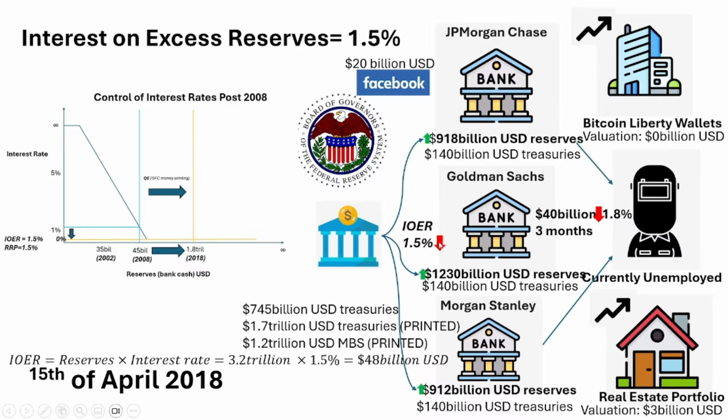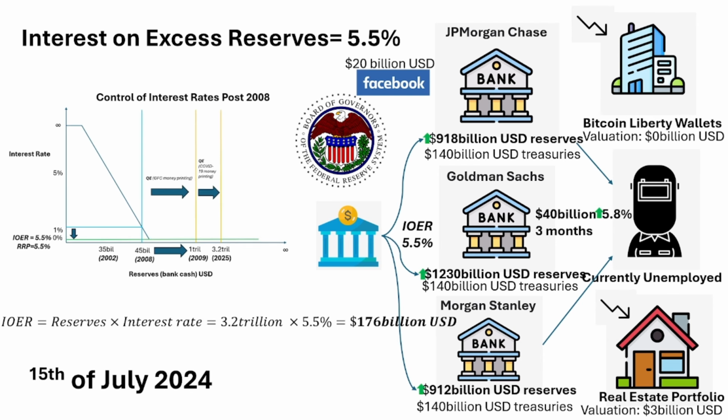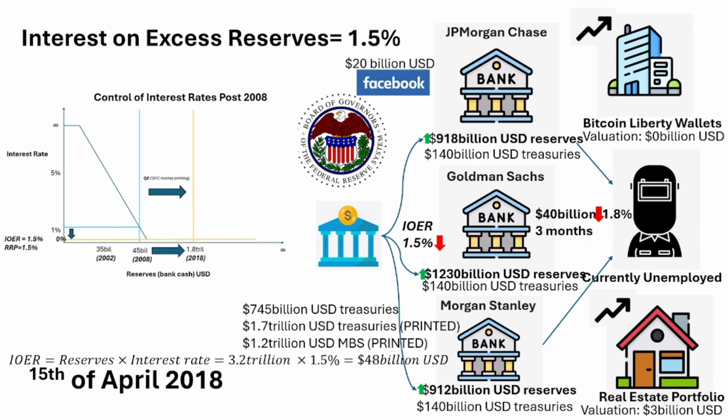And they can lower it to 1.5%. So there's 1.5% paid on all these reserves, so banks don't lend out to me. This brings down my rate, but it brings up asset prices. Basically, as you raise interest rates, asset prices come down, and as you lower interest rates, asset prices go up. And what you can see here is the basic formula for interest on excess reserves: all the reserves in the system added together times the interest rate, which is 1.5%.